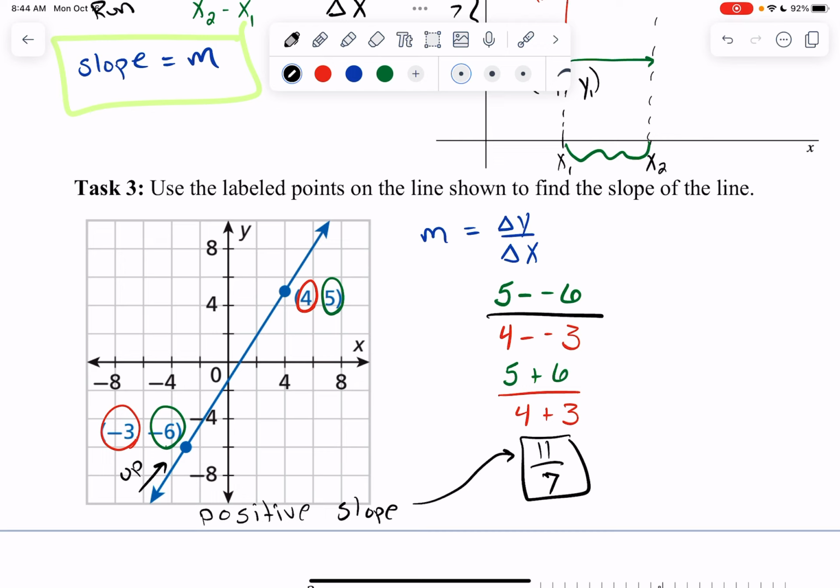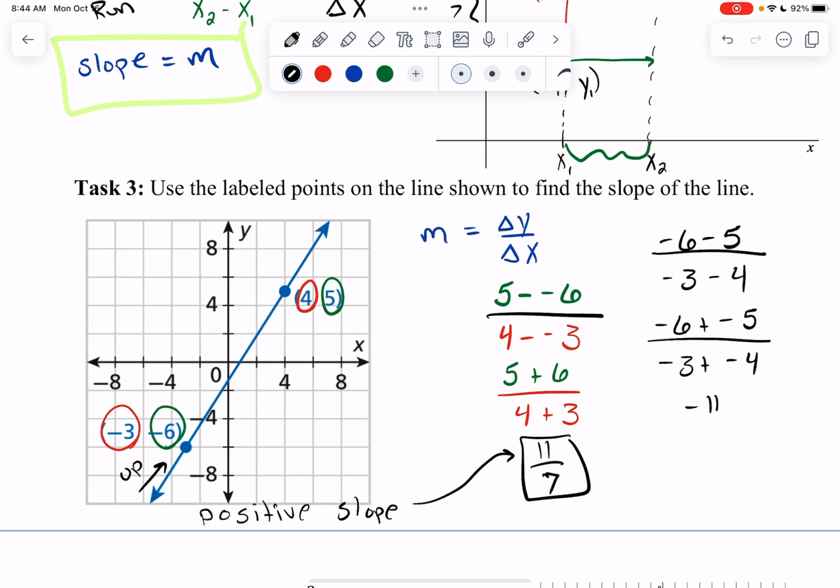Now if I would have done it the other way around, let's say I would have done the negative 6 first. Negative 6 minus 5 over negative 3 minus 4. So it would have been negative 6 plus a negative 5 over negative 3 plus a negative 4, which gives me negative 11 over negative 7, and a negative divided by a negative is positive 11 over 7. Same answer if I flip-flopped them around. So it doesn't matter in which order you subtract.